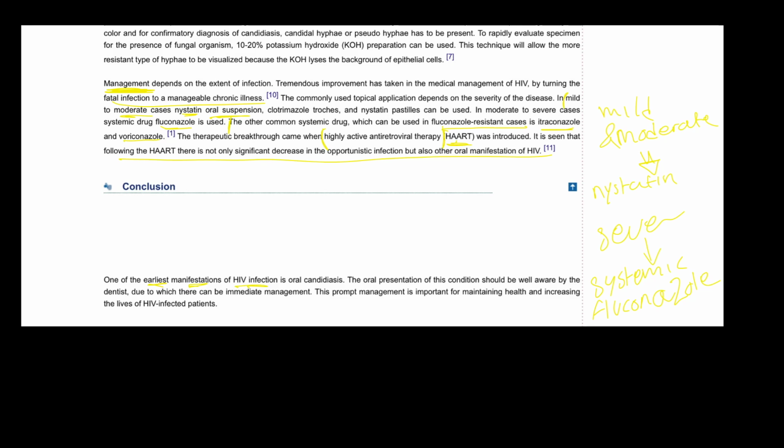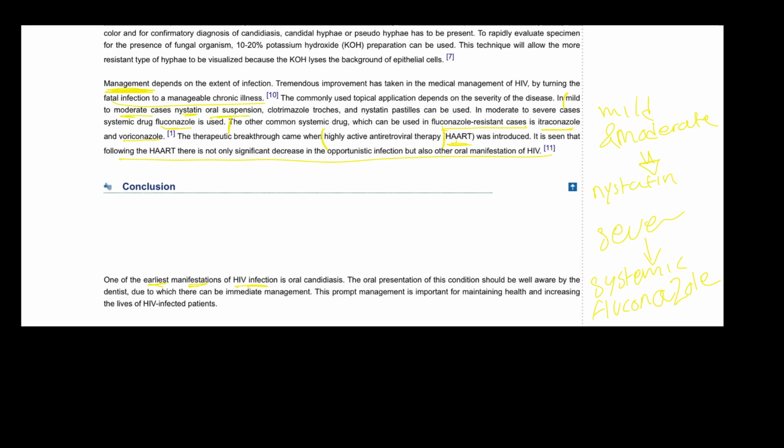Now what is the management? It is necessary to manage these patients because they are in a situation that could become fatal. So instead of letting them die, we could manage their situation and make it a chronic illness. Talking about candida infection, if it is mild or moderate, we give them nystatin oral suspension. But if it's severe, we would give them the systemic drug fluconazole.